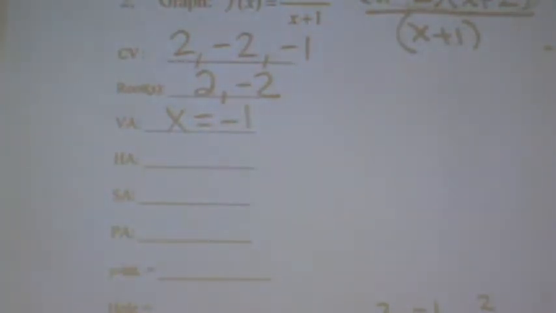Well, that's technically wrong. Your vertical asymptote, I would like to see x equals -1. That is a vertical line at -1. So what you're going to have here, at -1, you should have a broken line.